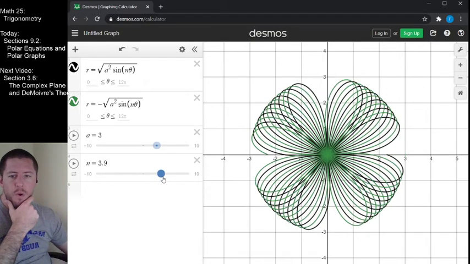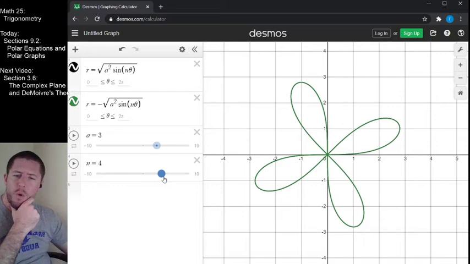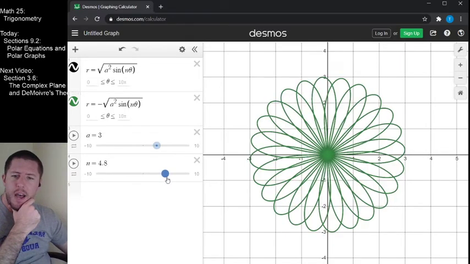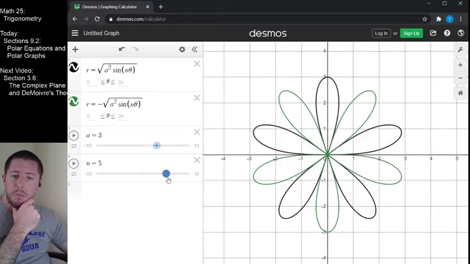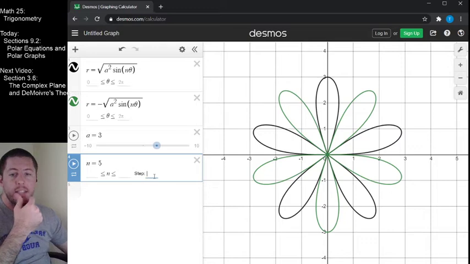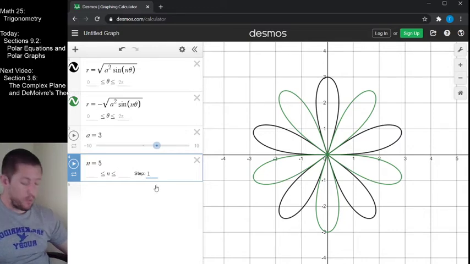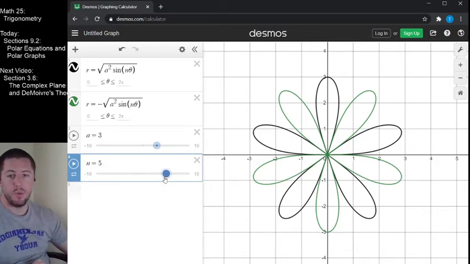So if I go to n equals 4, I'm only getting 4. So if I go to n equals 5, I'm getting 10. What generalization can you make about n? Well, one thing I think I can say about n is I would like to only look at whole number values of n, at least for right now. So I'm going to make my step size 1, so it doesn't ever give me those decimal values in between.